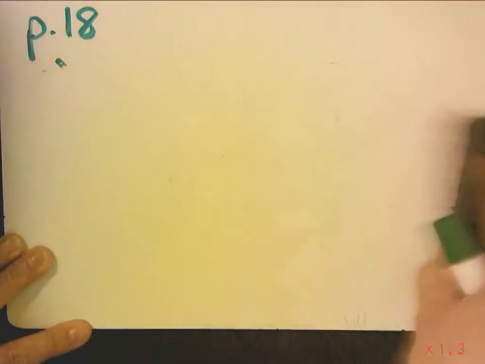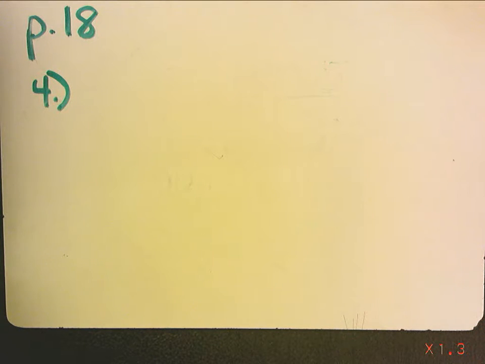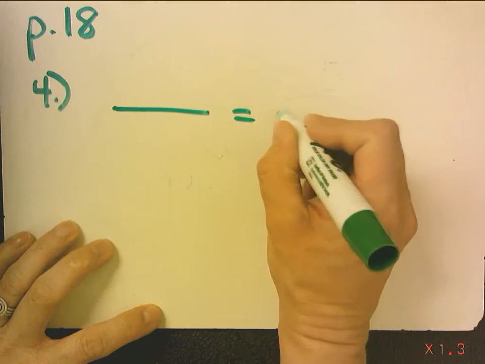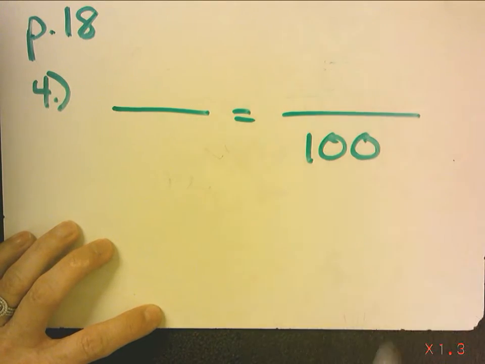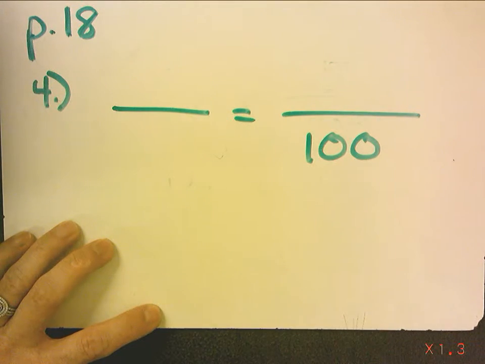Now, for number 4, Ria now earns $9.50 per hour. This is 125% of what she earned last year. What did she earn per hour last year? Now, this is an example of where the part is greater than the whole, because the whole is 100%. The whole is always 100%.